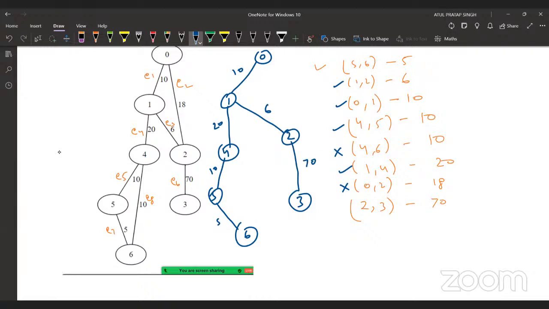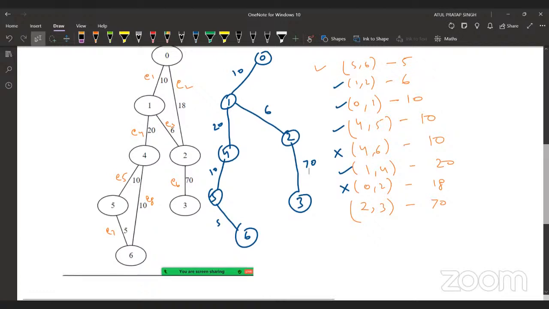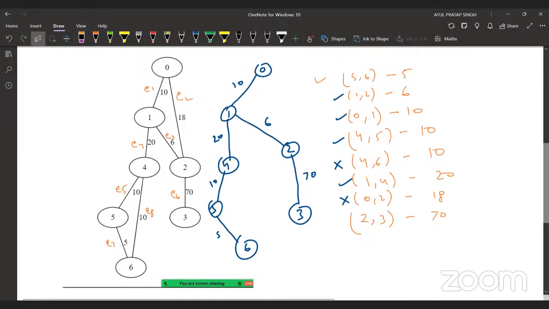Okay, so this is the minimum spanning tree for this given graph. If you create the minimum spanning tree using Kruskal's algorithm or using Prim's algorithm, the same spanning tree will be created. So the result will be the same, but the algorithm is different. This is the basic concept of Kruskal's algorithm.